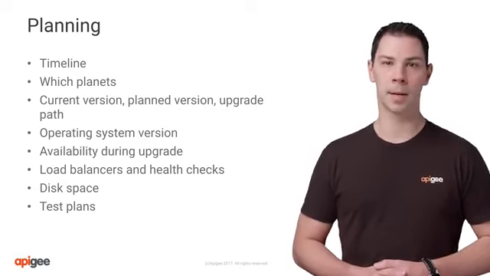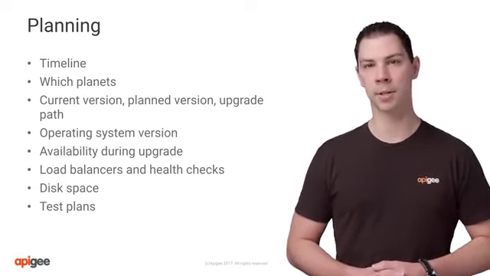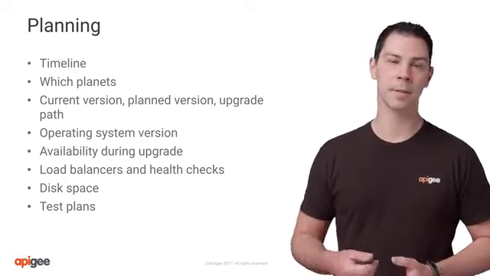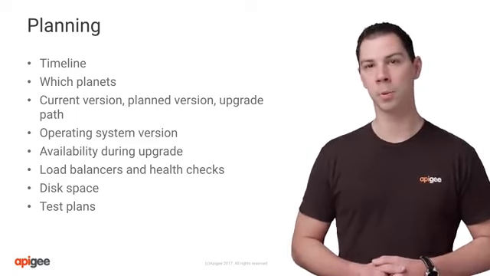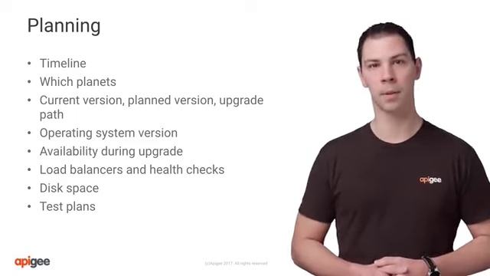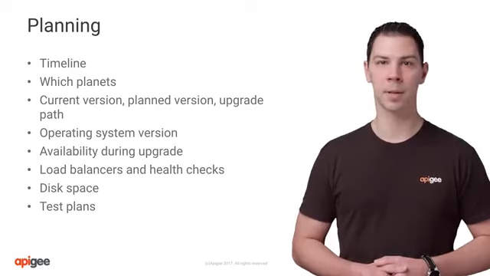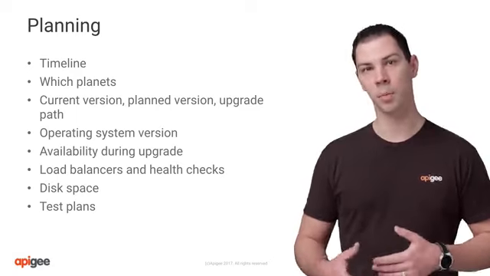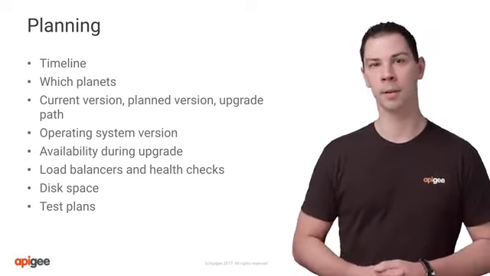During the upgrade planning process, you will want to ask a number of questions, such as, what is the timeline for your upgrade? Which planets will be upgraded, and in which order? What is the current version of Apigee? What is your planned version? And what is the upgrade path to go from one to the other?